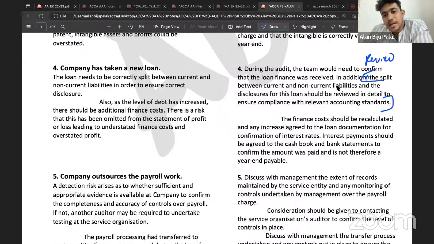Review the split between current and non-current liability, and the disclosure for the loan should be reviewed in detail to ensure compliance with relevant accounting standards.